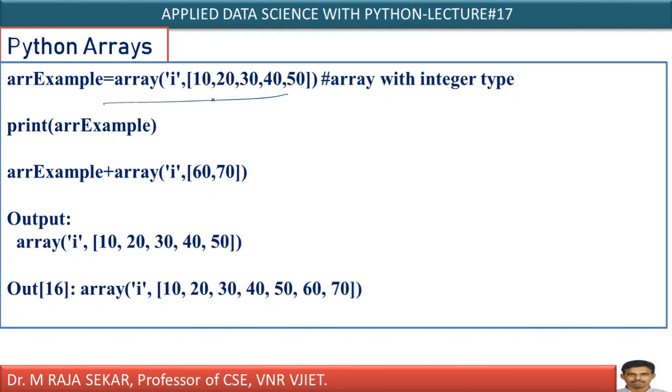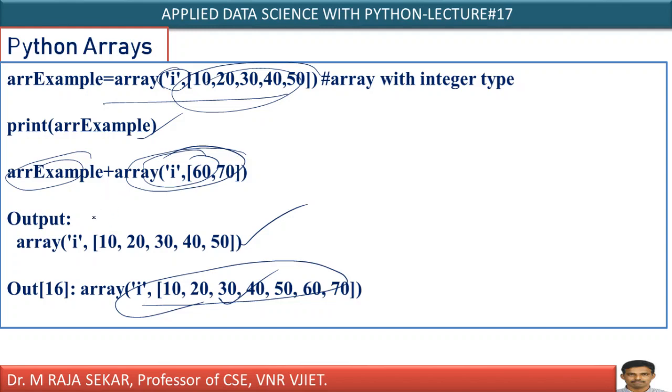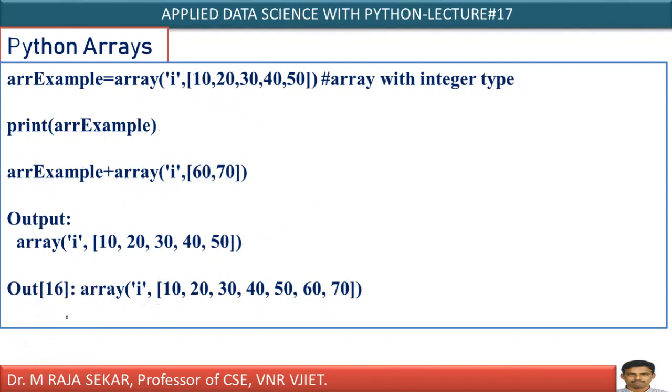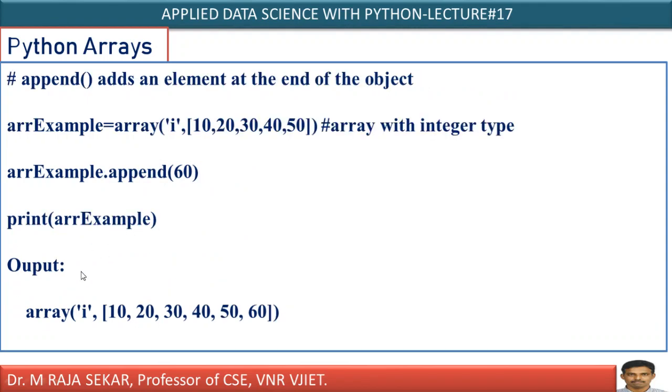Now we created an integer type array. Print array example means all these elements will get displayed. Now array example plus array of i comma 60, 70 means again I am creating one more array with the help of this particular list. Now I have two arrays. One array can be appended with another array. Therefore 10, 20, 30, 40, 50 will be appended with 60, 70. You can see this output on the output screen. Why? Because concatenation of two integer arrays is possible, isn't it? You cannot concatenate an array with a list, as the previous example says. But an integer array can always concatenate with another integer array.